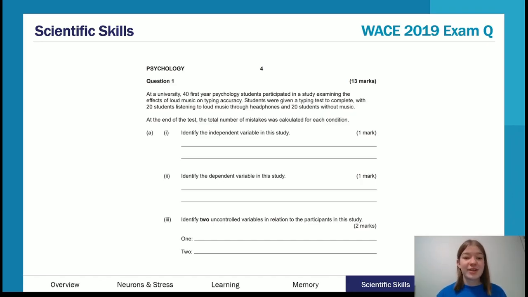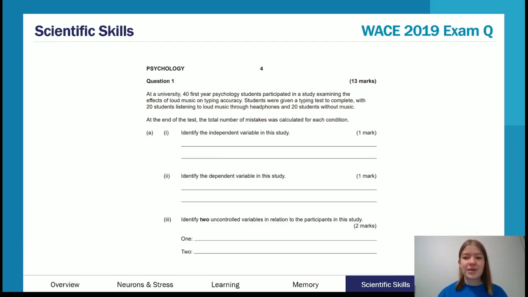Okay, so our question here is that we have, at a university, 40 first-year psychology students participated in a study examining the effects of loud music on typing accuracy. Students were given a typing test to complete, with 20 students listening to loud music through headphones and 20 students without music. At the end of the test, the total number of mistakes was calculated for each condition. We need to identify the independent variable, the dependent variable, and then two uncontrolled variables in relation to the participants in this study.